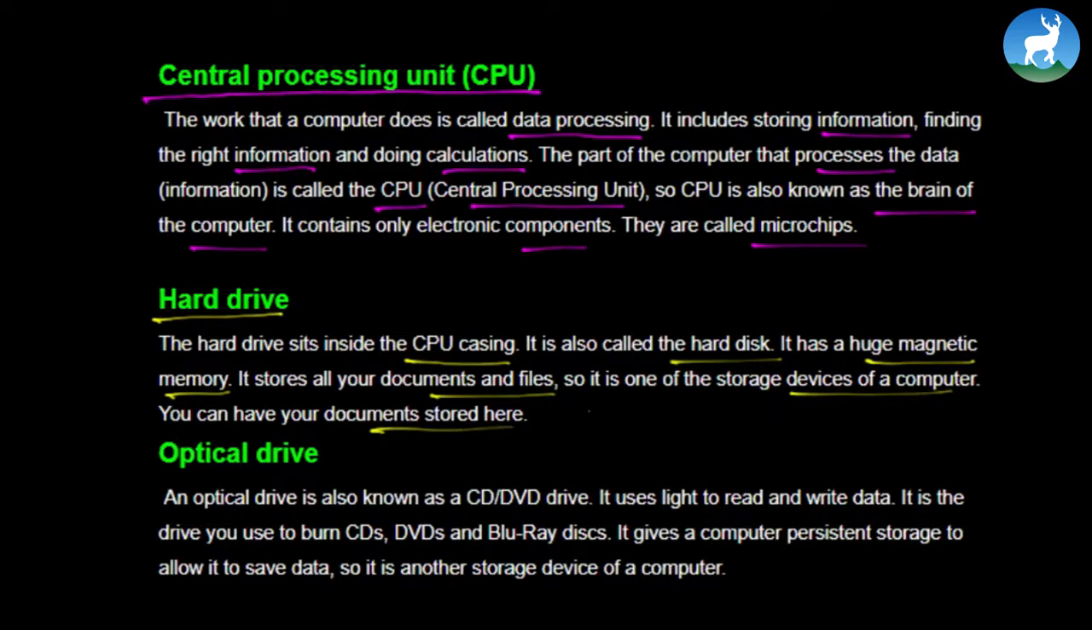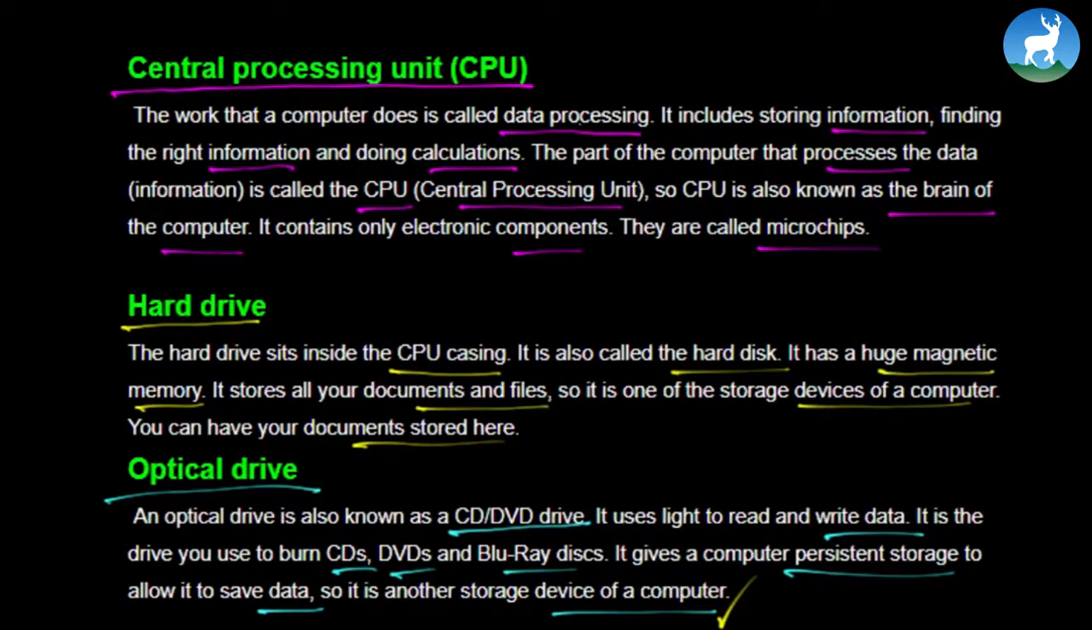Finally, we have the optical drive. An optical drive is also known as a CD or DVD drive. It uses light to read and write data. It is the drive you use to burn CDs, DVDs, Blu-ray discs. It gives a computer persistent storage to allow it to save data. So it is another storage device of a computer.